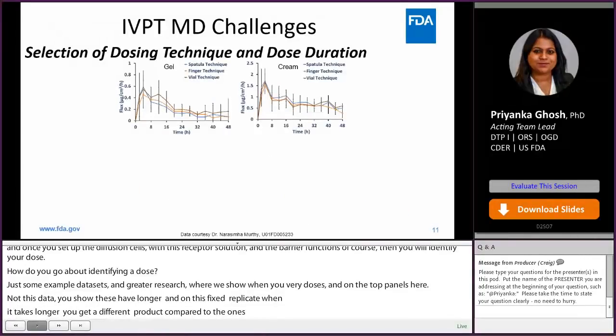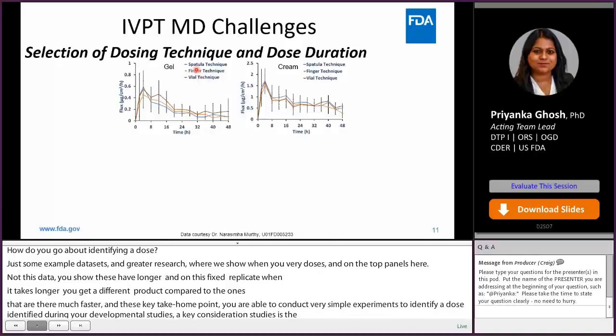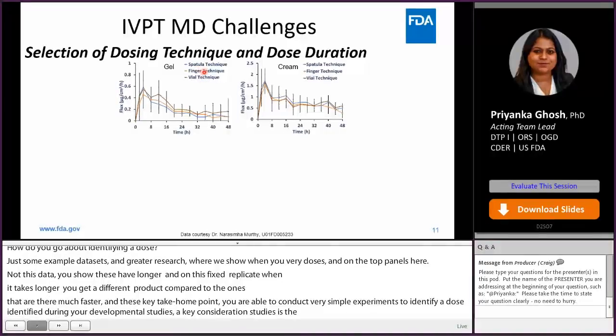Another key consideration during the dosing is the dose application technique, because it definitely impacts your IVPT flux profiles. This is a very small data set, again, with 1 donor and 6 replicates, where after dispensing the drug product with a positive displacement pipette, the dose was applied either with a spatula or a finger cot or a vial technique. And in this data set, for both the gel and the cream, it illustrates that there were no differences in bioavailability using either of these techniques.